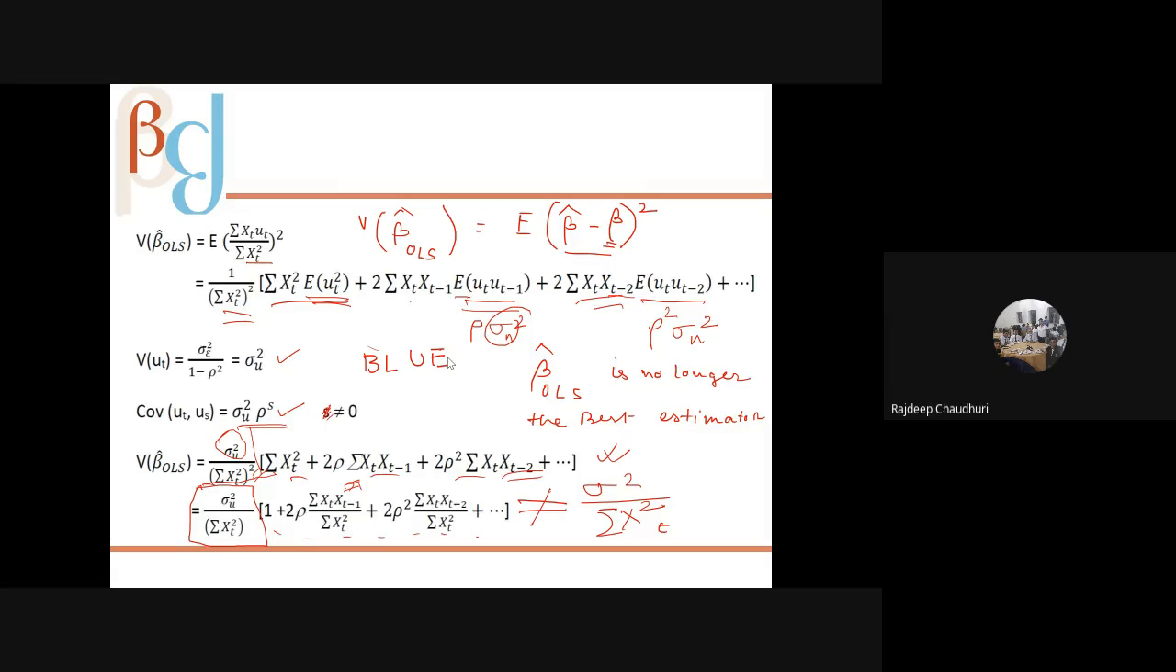Understood. Power of rho is a numerical figure. Okay. Yes, ma'am. In these expressions, the X_t terms are in the deviation form, right? Or is it like... I didn't get your question.